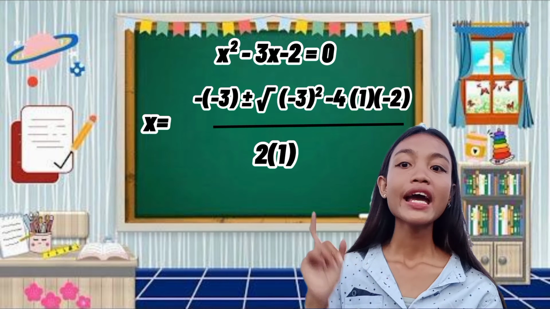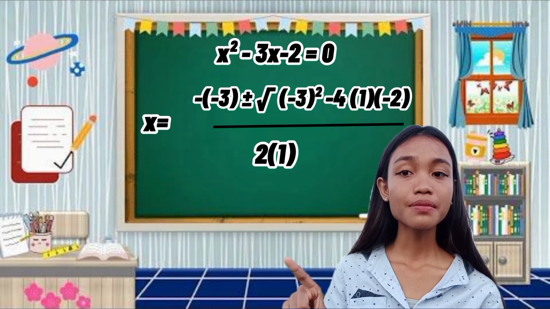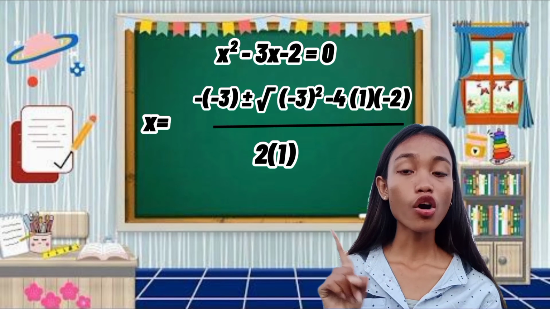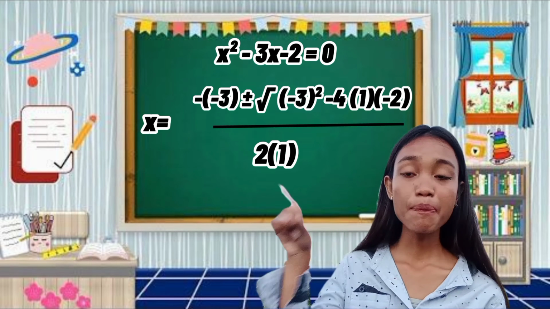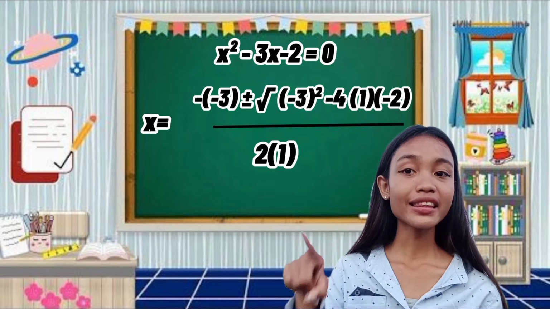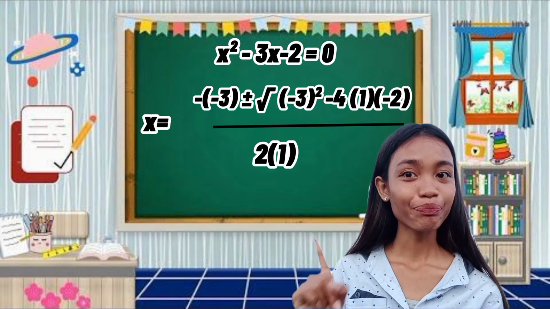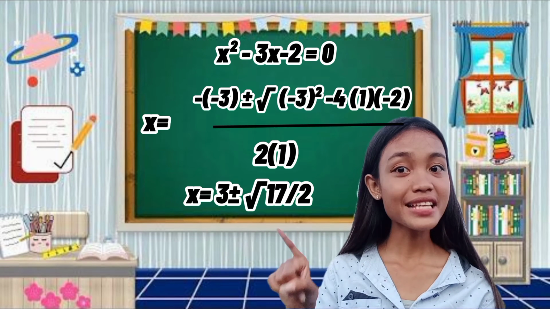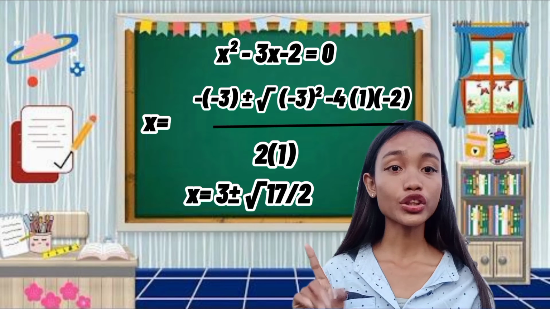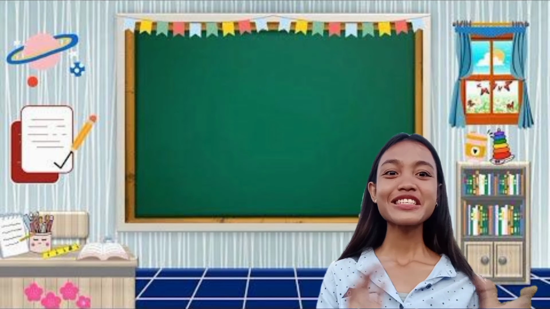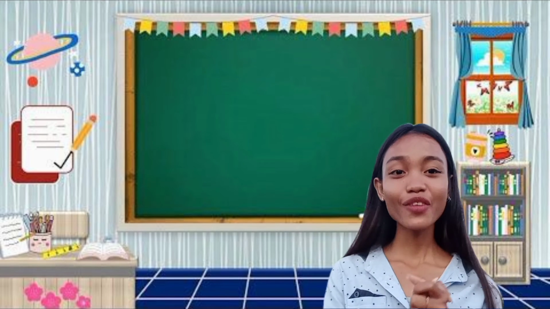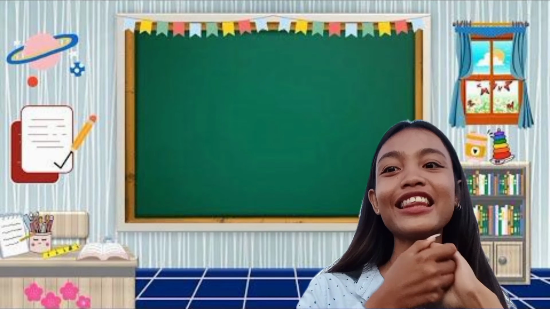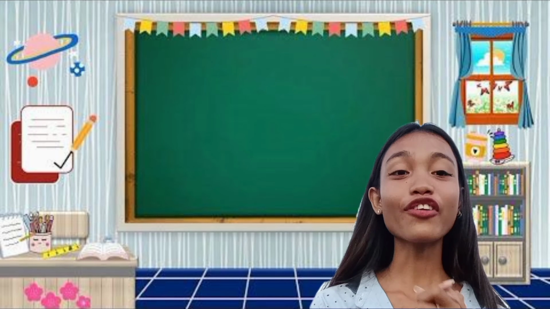So we now have 3 plus or minus the square root of 9 plus 8 over 2. So what happened to this? Negative times negative 3 is positive, so we have 3 there. The final will be 3 plus or minus the square root of 17 over 2, and that's our answer. So that's how we solve quadratic equation using the formula I mentioned a while ago. And voila! That's it for our discussion for today.